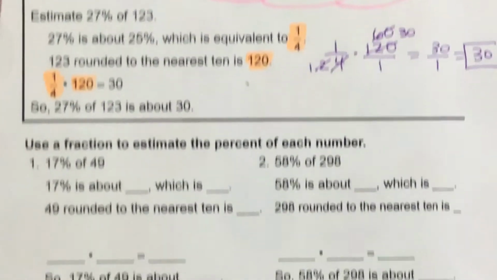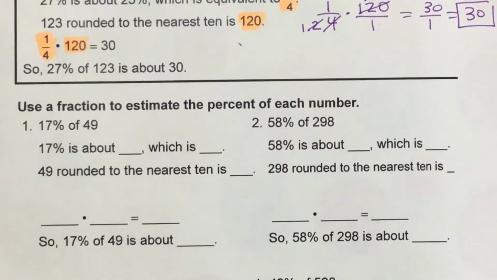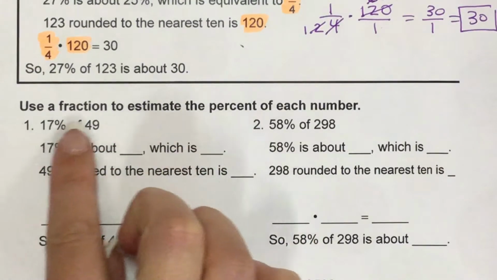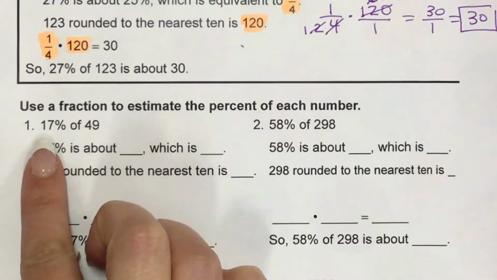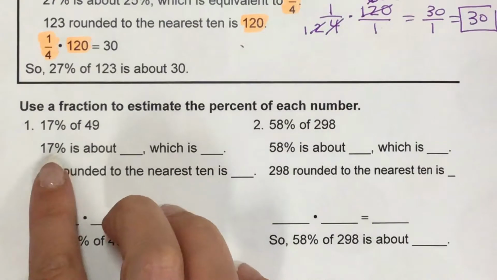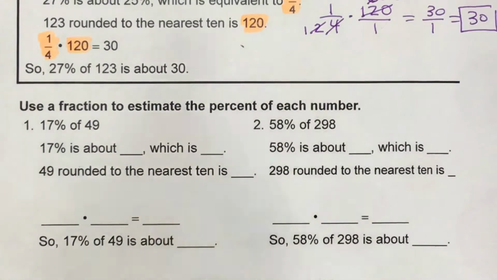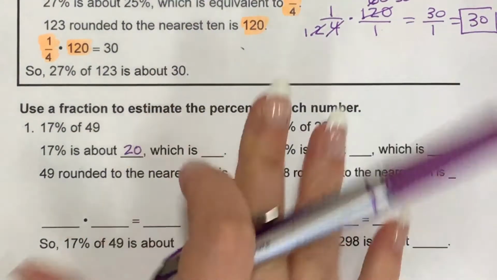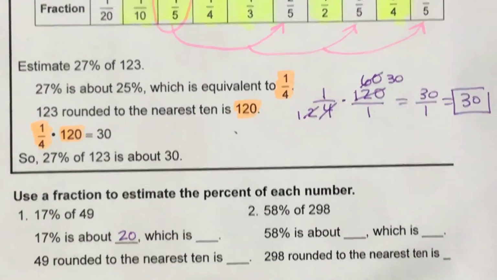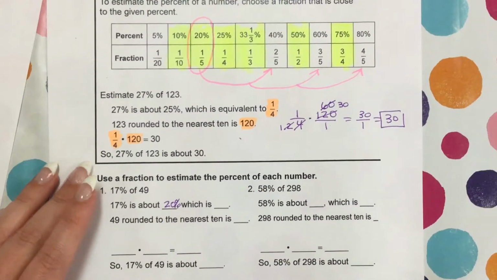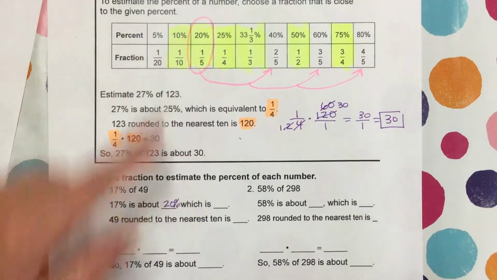Okay, so now we're going to do a couple of different problems kind of like this. Let's focus on problems 1 and 2. Problem 1 states to use a fraction to estimate the percent of each number. So 17% of 49. What I'm going to say is 17% is about 20%. If we look back up at our table, it's about 20%. 20%, if we memorize that, is the same thing as 1/5.